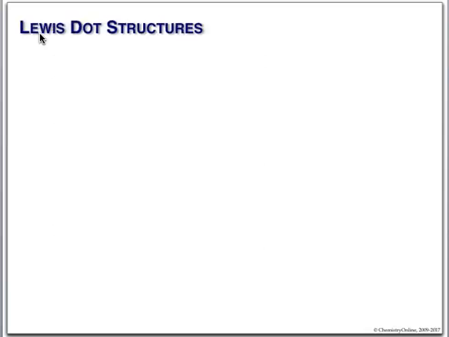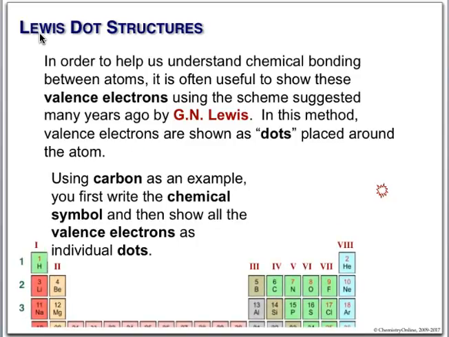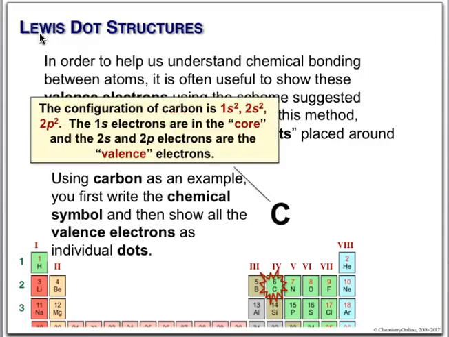For example, let's go to our friend carbon again. Using carbon as an example. Step 1, you want to write the symbol for carbon. Now that's a C. Carbon is here. It's in our second period. Atomic number of 6. Our symbol is C. We start off by writing a nice big C.